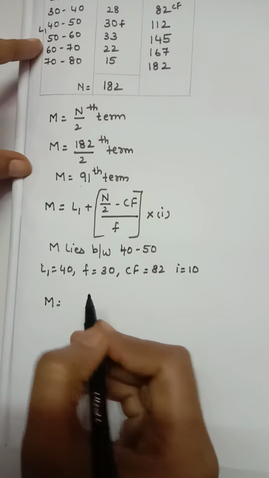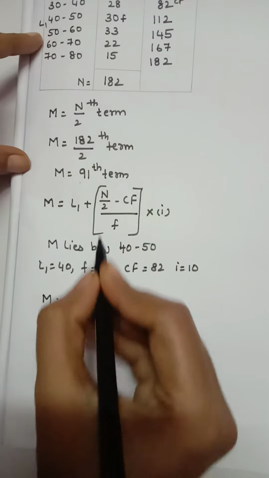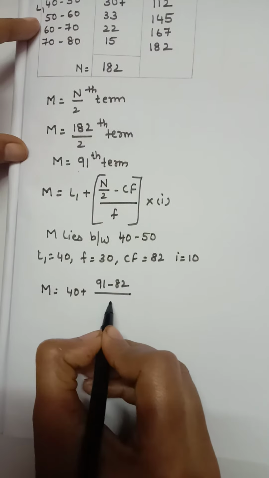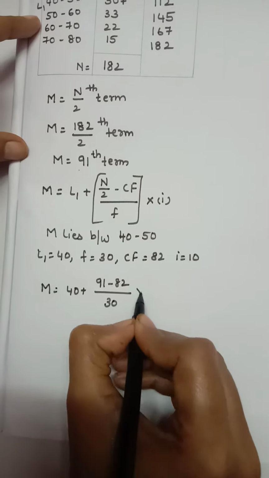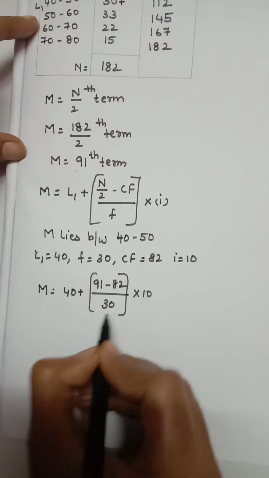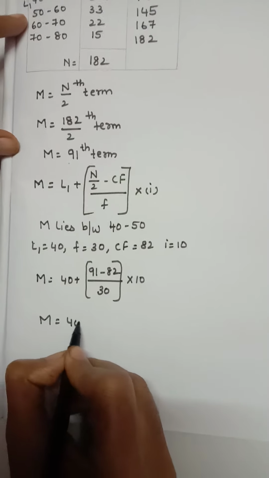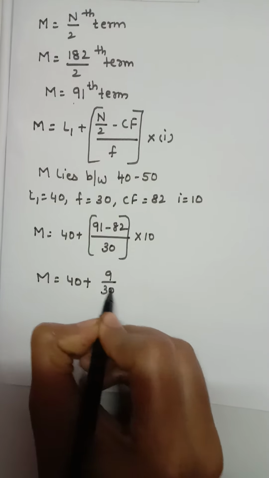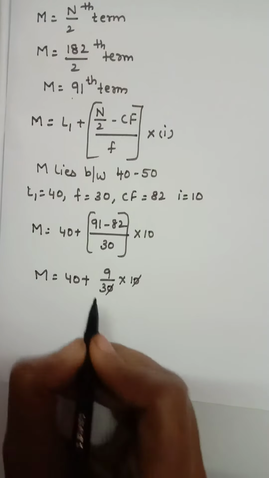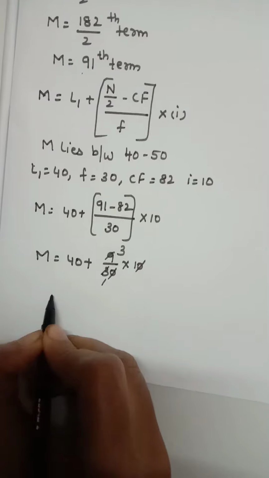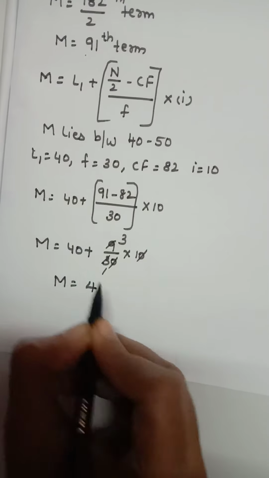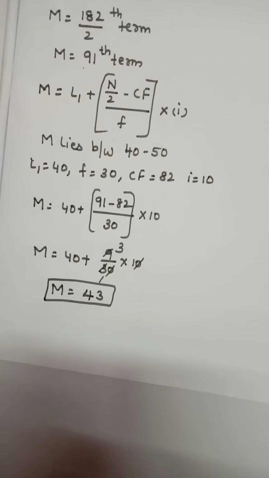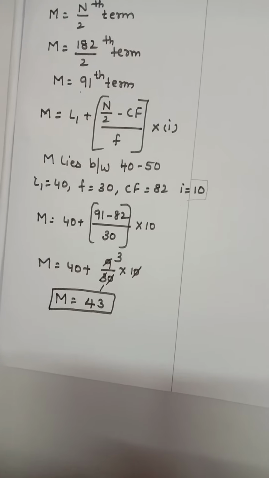M is equal to 40 plus n by 2, which is 91, minus 82, divided by the frequency 30, into 10. So M is equal to 40 plus 91 minus 82, that is 9, divided by 30, into 10. The zeros cancel, 3 ones are 3, 3 threes are 9. Median is equal to 40 plus 3, which is 43. This is the answer. So we got the median as 43.